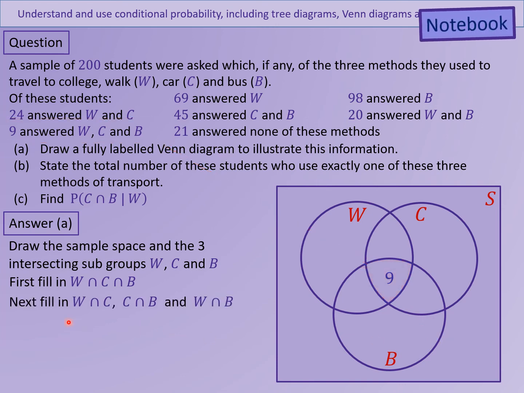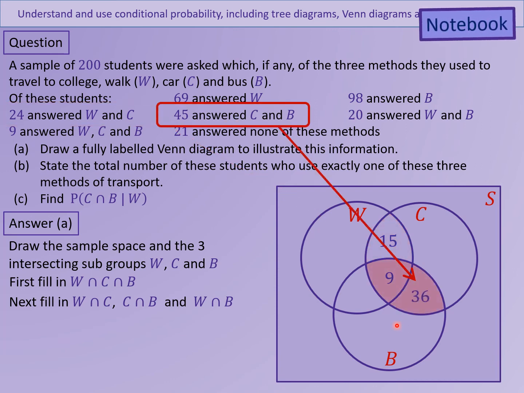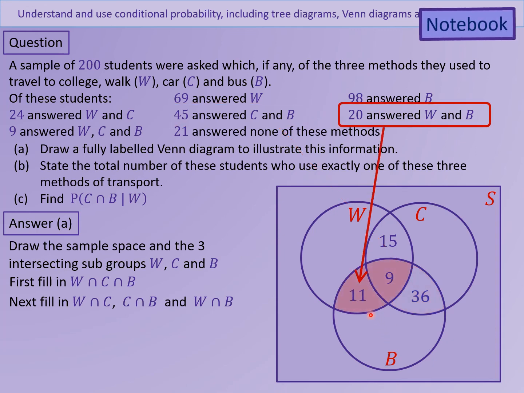Once we know the 9, we can definitely fill in these ones though. Because we know that, we can fill in the 24, the 45 or the 20, depending on which one you pick. So if that's 24 in total for W and C, that has got to be 15. There's still 24 people in total that pick W and C, just 9 of them also pick B. So you can fill in the others. C and B makes 45, so that's got to be 36. This is 20, so therefore you can fill in the 11. There we go. So that's those results filled in.